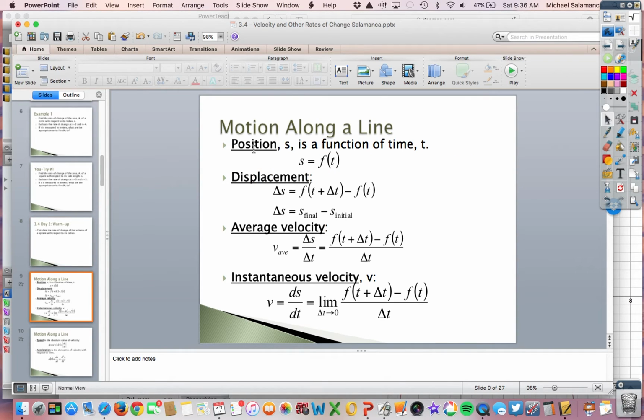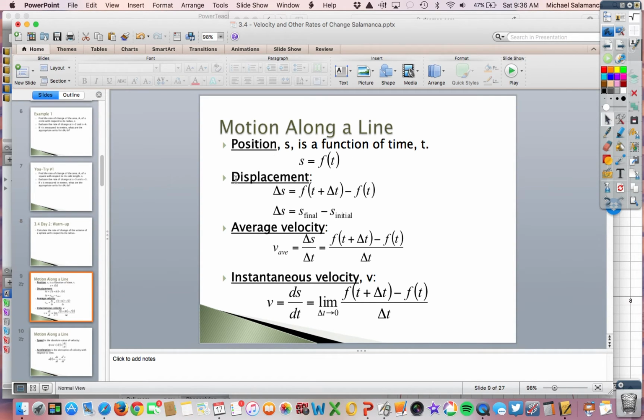Now, here's the important part that we want to keep in mind. When we look at these derivatives, we're looking at this for the most part as the position or the motion along a line. So think back to your physics class. Our s represents our position. It's a function of time t. Sometimes they call this your displacement.